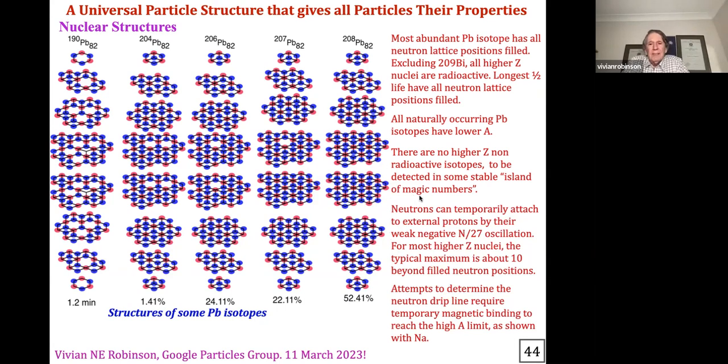There's no such thing as magic numbers. As I mentioned before, neutrons can attach to external protons.